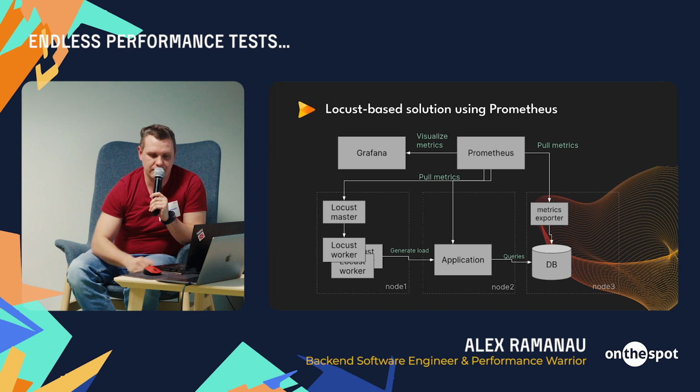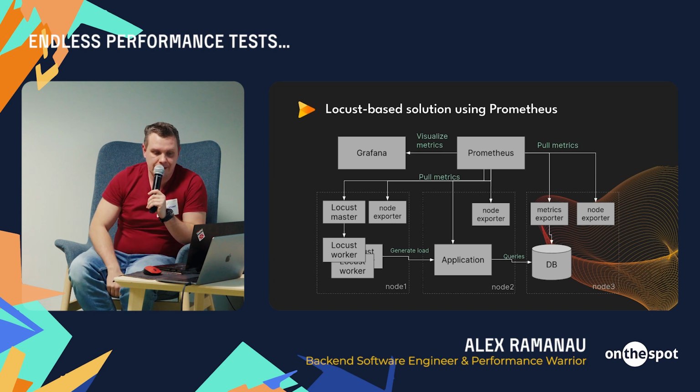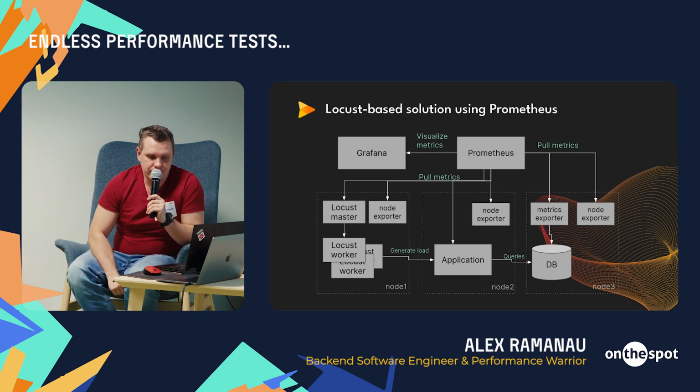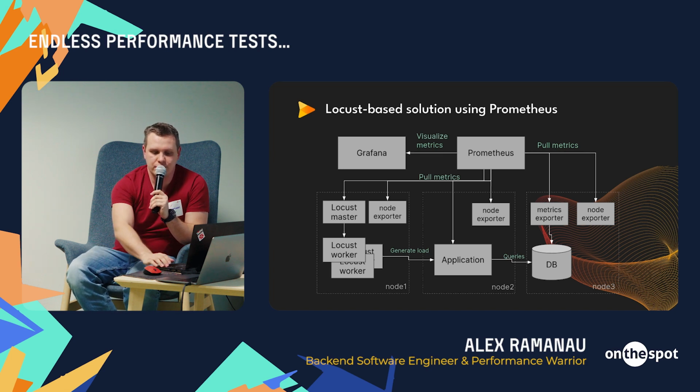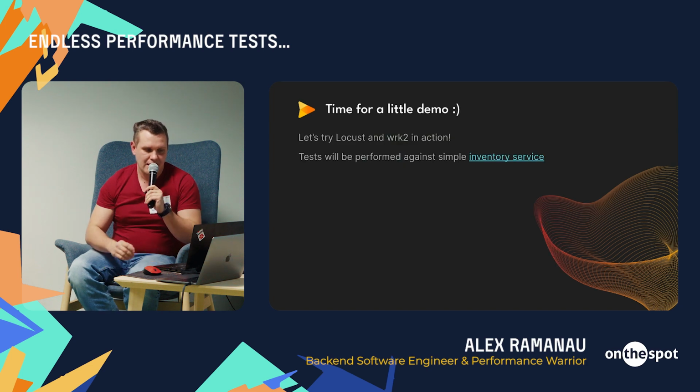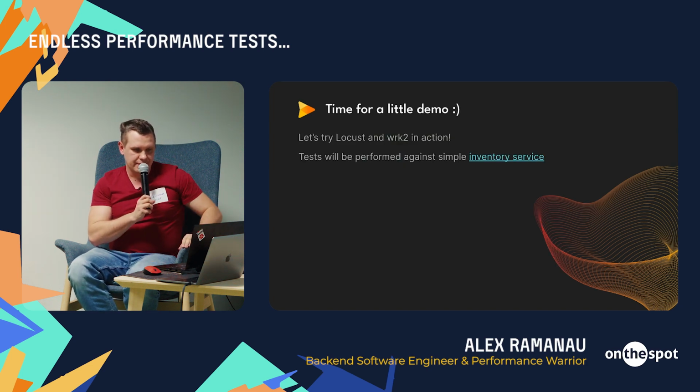Also we can add a metrics exporter to our database, for example a PostgreSQL exporter or Redis exporter or whatever. And if you have EC2 virtual machines or hardware, you can add node exporter into this solution and see how your hardware or your EC2 instance behaves, receiving low-level metrics. And it's time for a little demo.